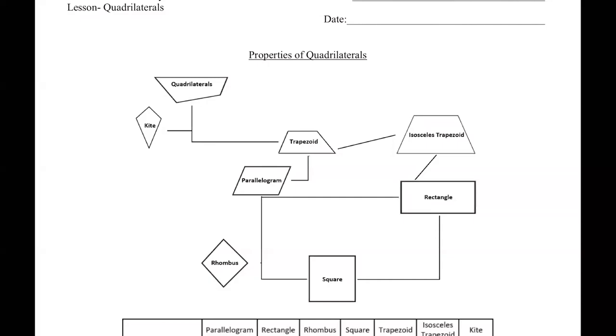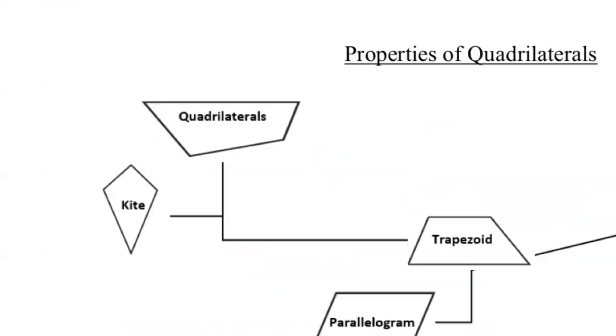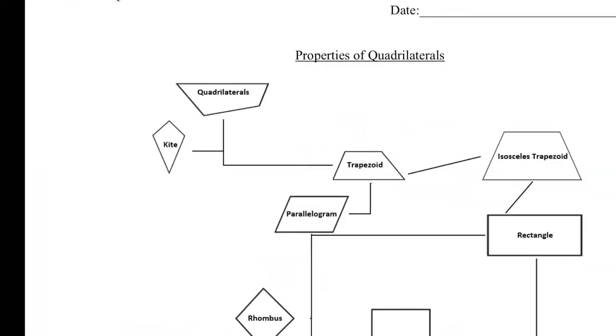Quadrilaterals have four sides. Why? It's the quad part of quadrilaterals, right? But then a lengthier discussion is, well, what kind of quadrilaterals are there? You have just a generic four-sided figure. You can see under quadrilaterals, I get that. Doesn't really show you much of anything.